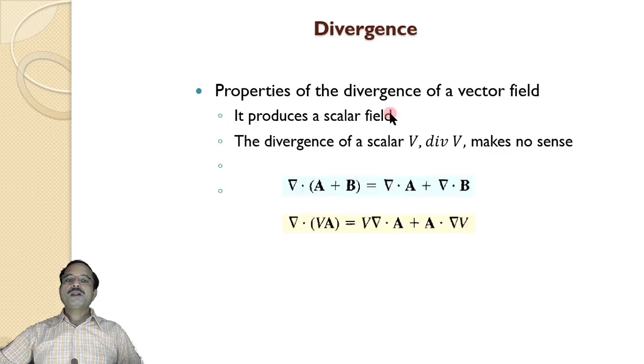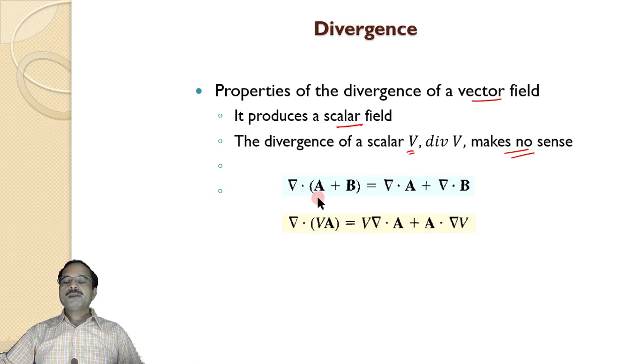Let us see the properties of divergence. As we have seen, we apply divergence to a vector field, but the resultant is a scalar. So divergence of a vector is a scalar field. If I apply divergence to a scalar quantity, it does not have any meaning, it makes no sense. These are properties of divergence which we need very often.